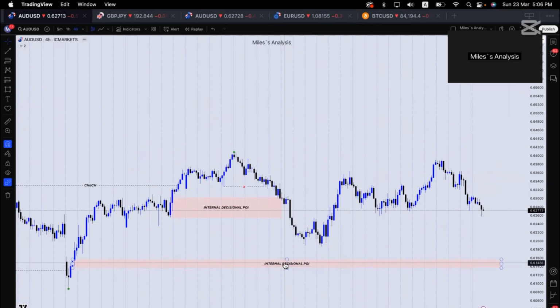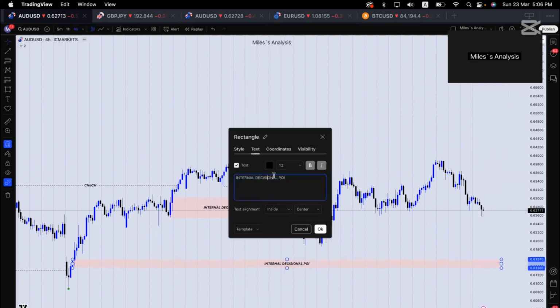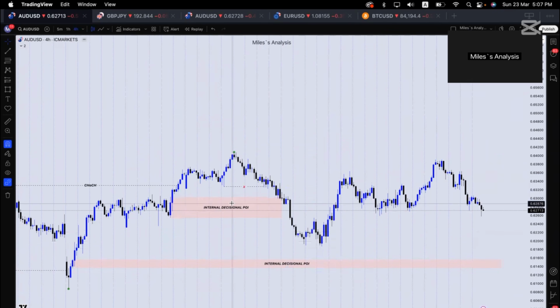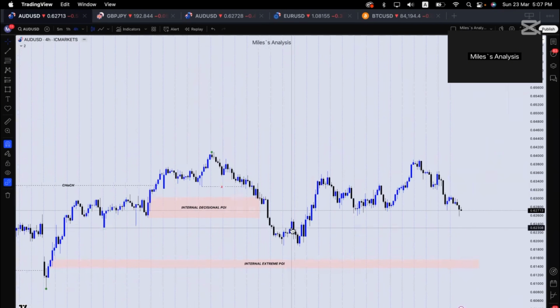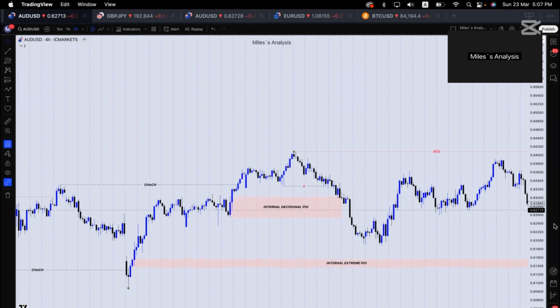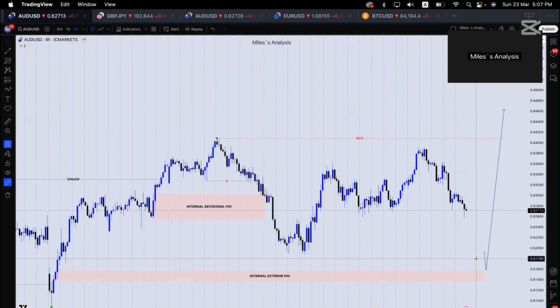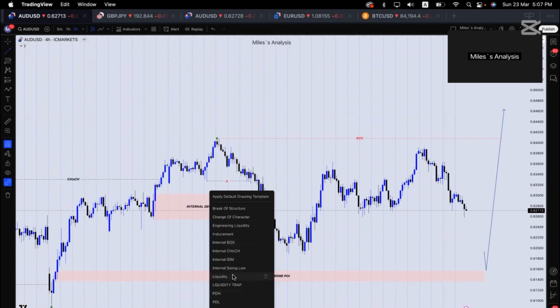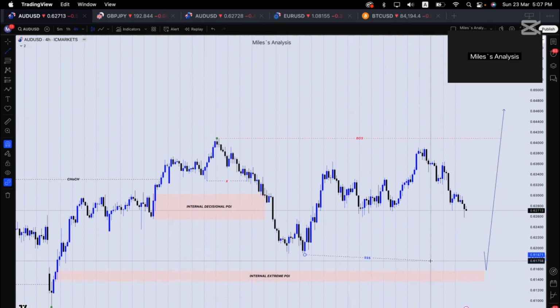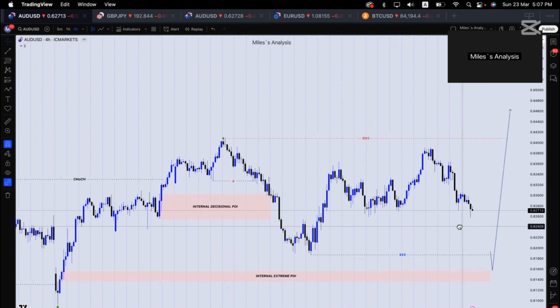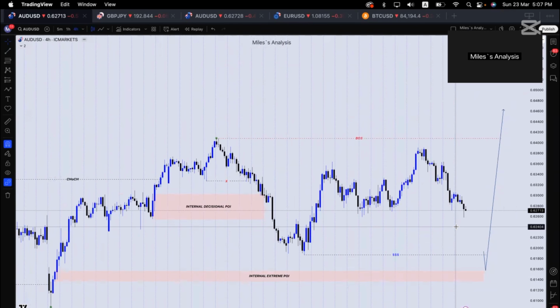So this is the extreme point of interest. It's not decisional, it's extreme, right? So since this decisional POI failed to hold price, it means price is more likely to come to this extreme zone, right? Then continue bullish to give us a breakout structure on the H4 time frame. So if we see price selling to this point here, it will just take out liquidity on these lows, and after the sweep of this liquidity, we'll be looking for buy entries from this extreme POI, point of interest, right? So this is the setup on the H4 time frame, right?